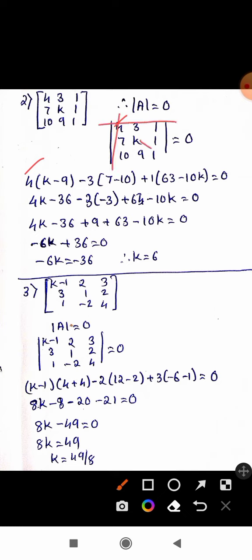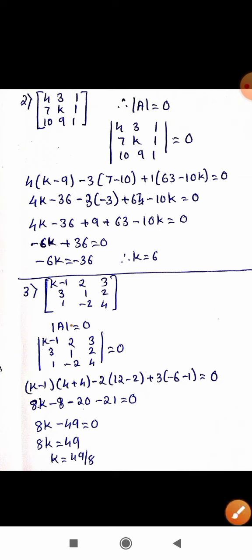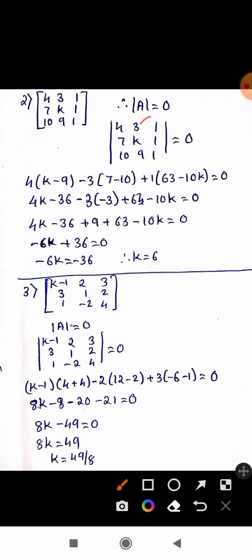1 into k is k. 1 into 9 is 9. Take minus 9. 3, change the sign and take minus 3. Close row and column. 1 into 7 is 7. 10 into 1 is 10. Take minus 10.